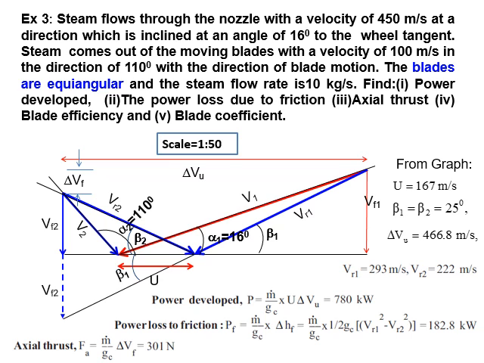Then axial thrust F of A is equal to 301 newtons, and the blade coefficient is given by the relation C of B is equal to VR2 by VR1. Substitute the values of VR2 and VR1, and we get the blade coefficient as 0.758. So this is the method of solving numericals on single stage impulse turbine. Thank you.